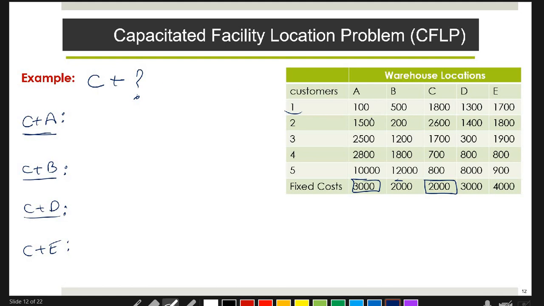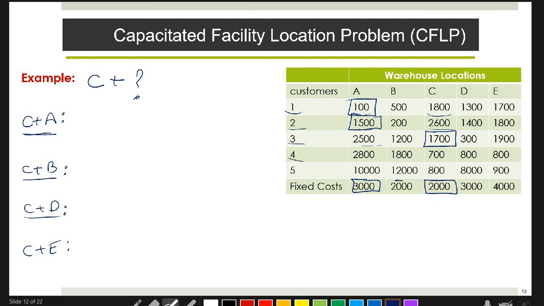So for the first one, which one will you prefer, A or C? The answer is obvious. It is A. Whichever cost is less, you need to select that one. For the second customer, which one will you prefer, A or C? Again, the answer is A. For 3, which one will you use to serve this customer, A or C? And you see this cost is cheaper than this one. So I will select C.